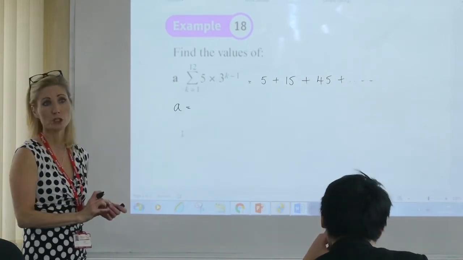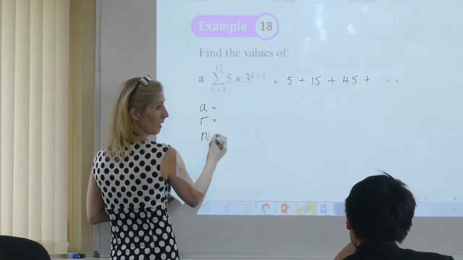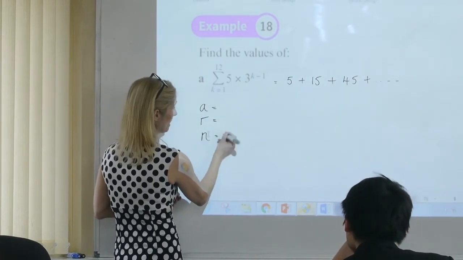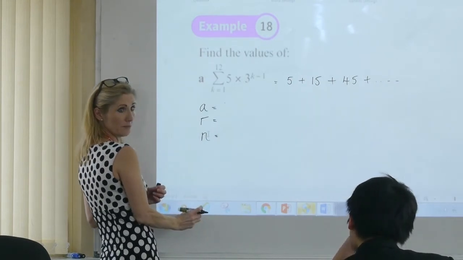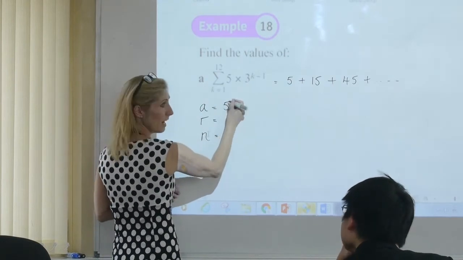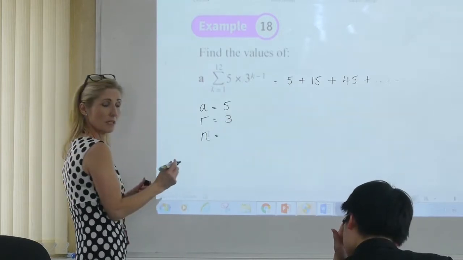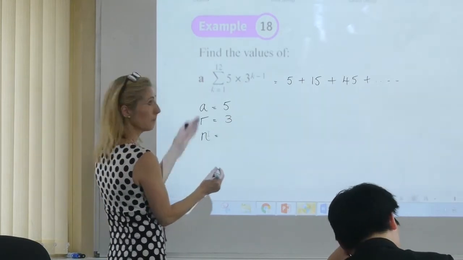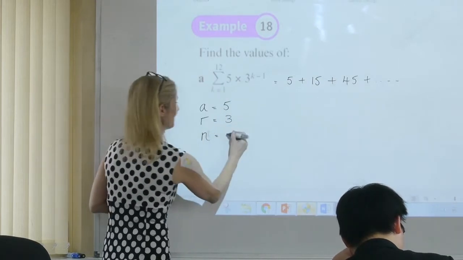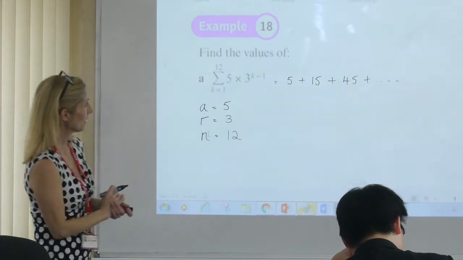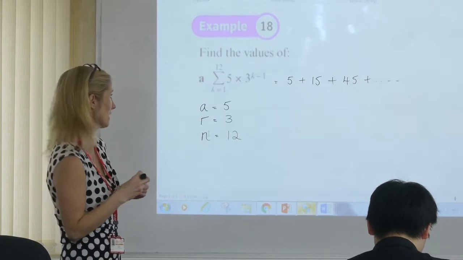All right. What's important to us is our a value. What else is important to us? Our r value. And what else is important to us? Our n value. Right. So our a value is what? Brian, what's our a value? 5. What's our r value, Dan? 3. And how many terms have we got, Max? How many terms? 12. Okay, so we need to substitute into the sum of the geometric progression.